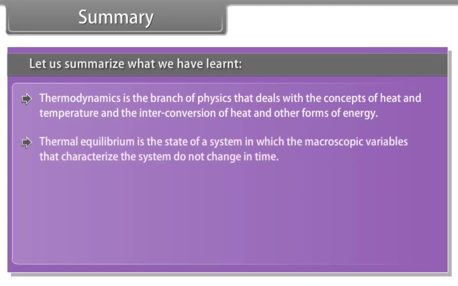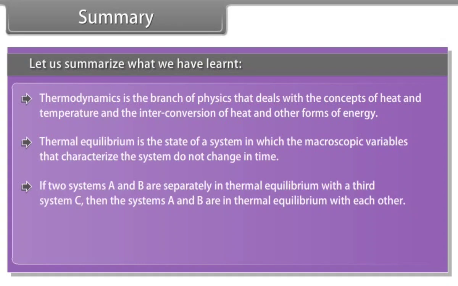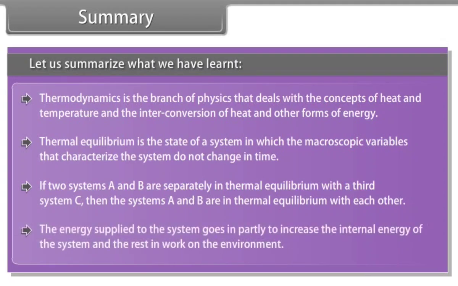Thermal equilibrium is the state of a system in which the macroscopic variables that characterize the system do not change in time. If two systems A and B are separately in thermal equilibrium with a third system C, then the systems A and B are in thermal equilibrium with each other. The energy supplied to the system goes partly to increase the internal energy of the system and the rest in work on the environment.